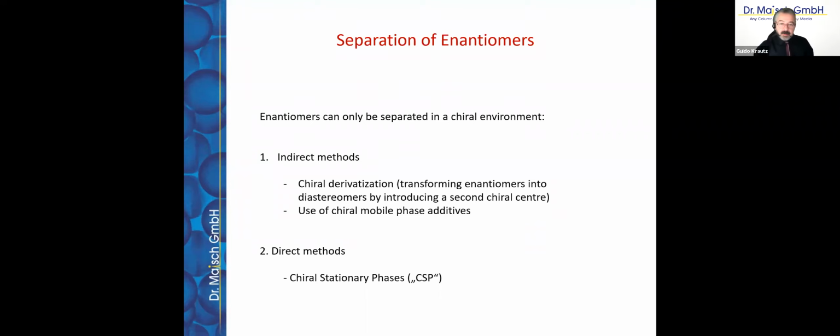And that can be done by chiral derivatization. So the enantiomer is reacted with another molecule, which is also chiral, and thereby forms diastereomers, which then you can separate by means of achiral stationary phases. Or you could use a chiral mobile phase. So then you have another molecule, which is chiral in your mobile phase. And in such an environment, you can distinguish between enantiomers.